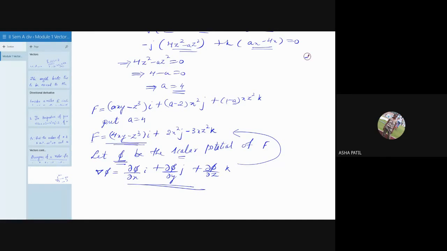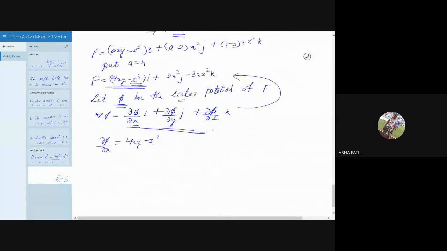So equating, it tells dou phi by dou x is equal to 4xy minus z cube. Equating the i component, and similarly the i, j, k components, we have dou phi by dou x is equal to 4xy minus z cube.